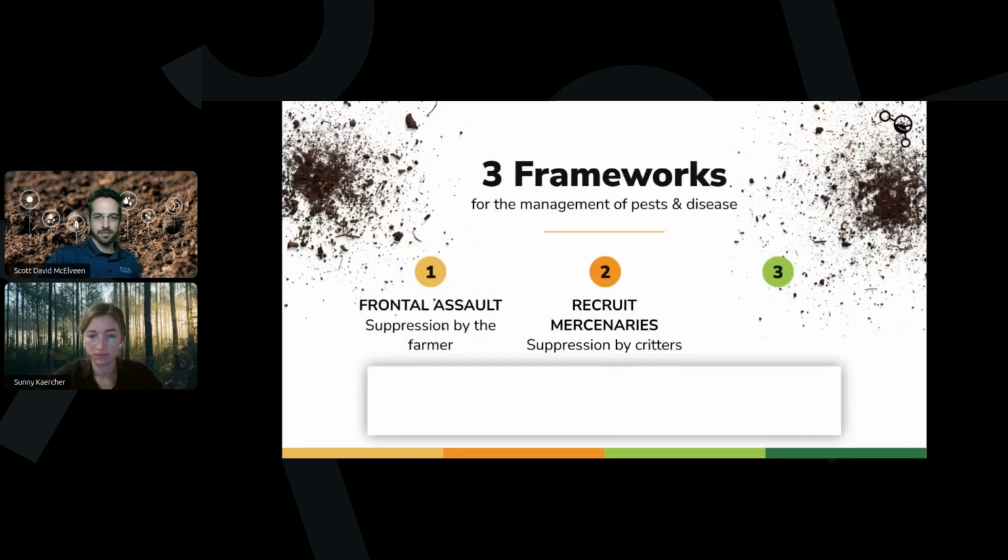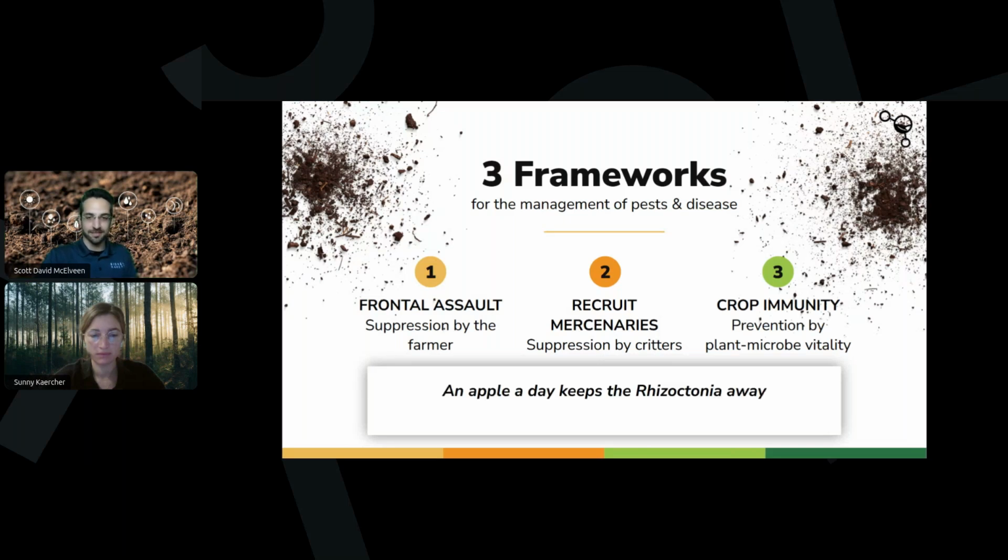And I will pass by this one for now because I want to get to framework 3. This is the framework I'm most excited about when clients and customers are ready to think and operate at this level of a framework, which is, how do we maximize crop immunity so that the disease is prevented altogether, whether the pathogen is present or not, by the crop being not susceptible because it is thriving? The plant microbe partnership is humming, it is powerful, and the crop is no longer susceptible to a disease.